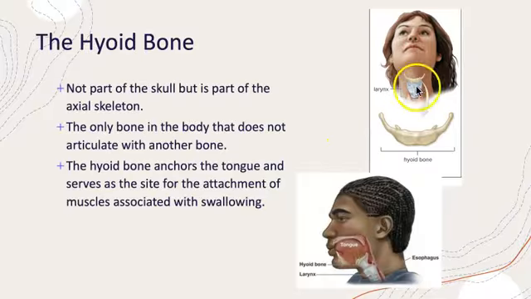Next up, we have our hyoid bone, which is such an interesting bone because it's not a part of the skull, but it is a part of our axial skeleton, and it does not attach to any other bone within the body. It's actually suspended by 22 muscles and ligaments. And so our hyoid bone is there because it anchors our tongue. And you could see this well illustrated down over here. And it's serving as a site for attachment of muscles associated with swallowing.